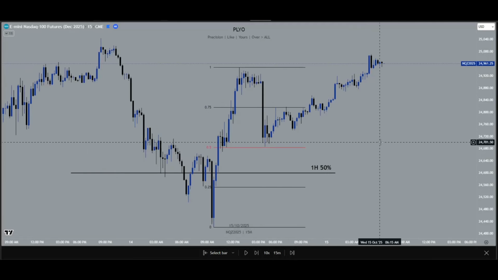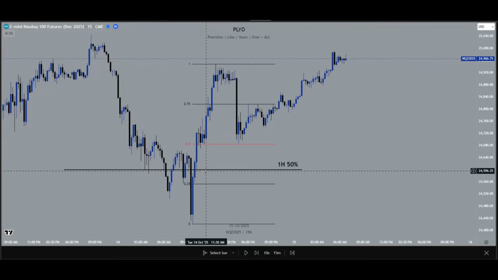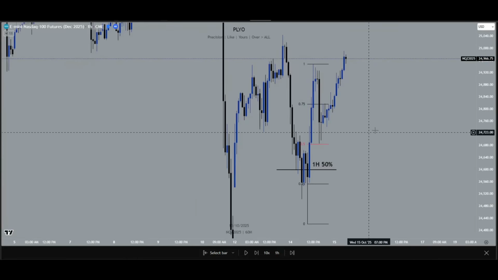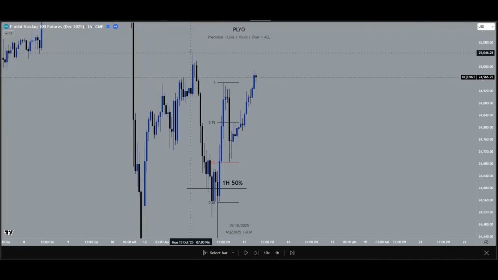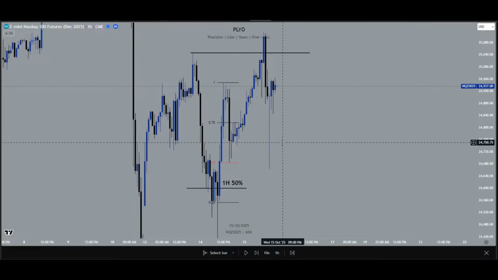Looks like it did come back. That's okay. It didn't really have to because we already hit the 1 hour, right? If we hit the 1 hour 50% here, where should we go? We're supposed to get back to this high. Does that end up happening? Let's see. It sure does.